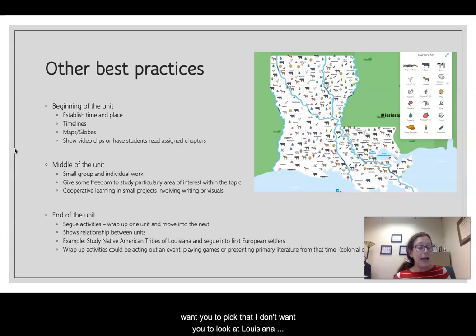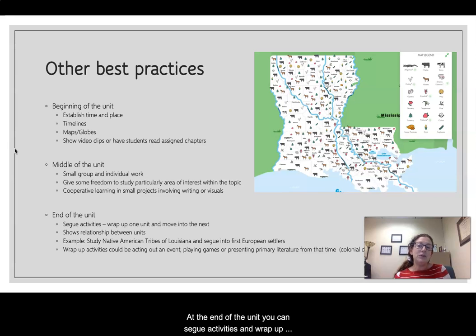And I want you to look at Louisiana in this map, and I want you to tell me where you're seeing people farm for these different commodities and why you think they are farmed in these regions, right? And let that student do the research on that.